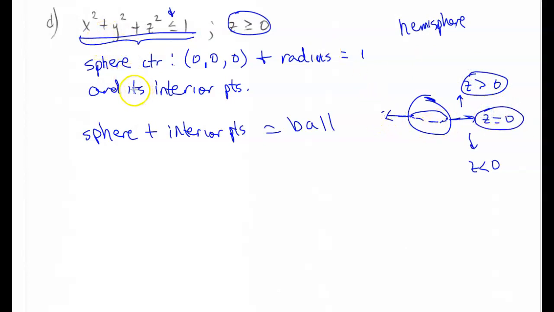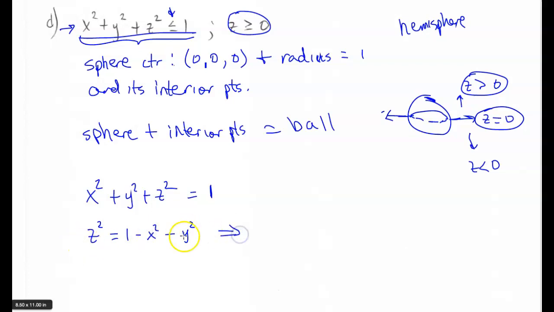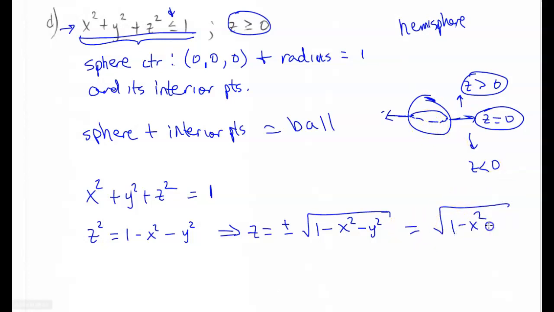Okay. So to do that, we could express everything in terms of z. That means I could solve this particular equation for z. If I did that, then I would see that z squared is equal to 1 minus x squared minus y squared. And if I took the principal root of both sides, I would have z is plus or minus the square root of 1 minus x squared minus y squared. And since I want the upper hemisphere, where all the z coordinates are non-negative, this would have to equal the positive option here.